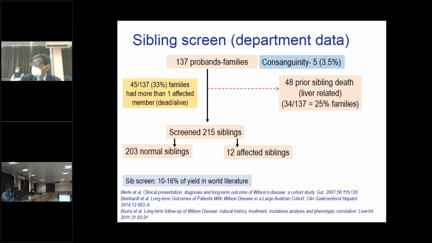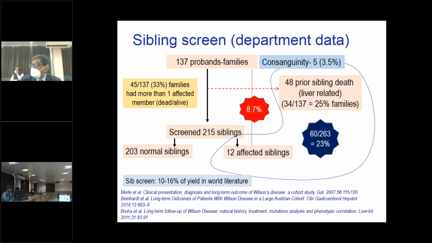Our departmental data about sibling screening: we had around 137 probands, and these probands had around 263 siblings. 48 of these siblings had died prior to presentation to our institute. The remaining 215 siblings were screened, of which 203 were normal and 12 were affected. So this yielded around 8.7% of the cases.